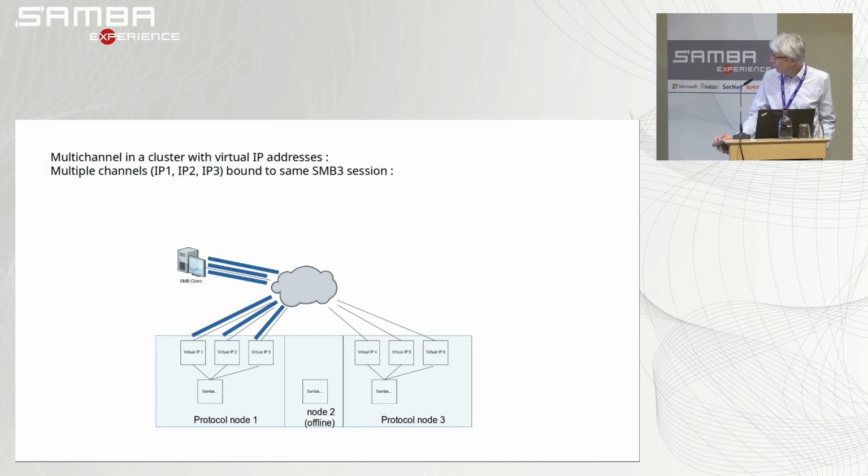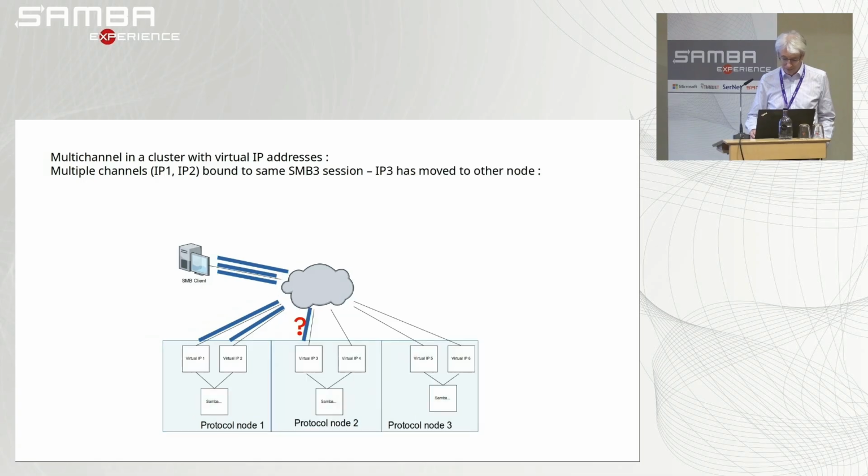And the problem is immediately visible, right? You see down there, there are 2 active protocol nodes, and 1 node is offline. We have 6 IP addresses and 3 nodes. So what will happen when I turn on the node? The second protocol node becomes online, and I redistribute my virtual IP addresses. Now one of the IP addresses that is used in this multichannel set moves to the other node.